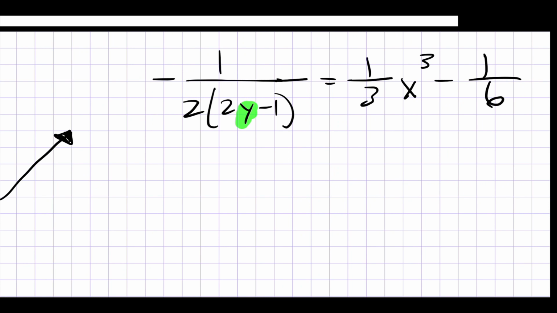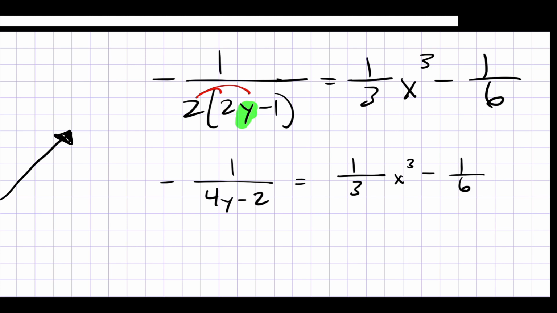So what's the first thing? Yeah, you could distribute the 2. That'd be good. You don't have to, but that's certainly a first step that works. So let's distribute the 2. So we get 4y minus 2. What do we do now? How do we get y by itself?